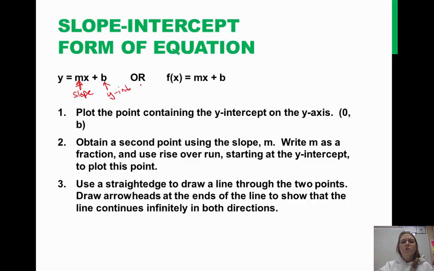Okay? So if I were to graph something with slope-intercept form, the first thing I'm going to do is plot my y-intercept, put a point there. And then from that point, I'm going to find another point using the slope, my rise over run, to get to my next point. And then I would use a straight edge to draw the line. So let's do an example.